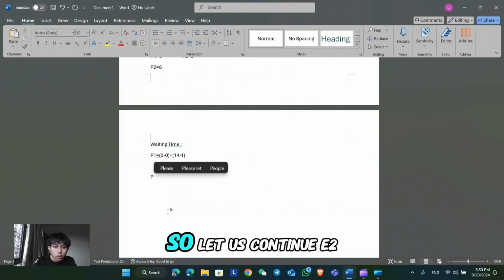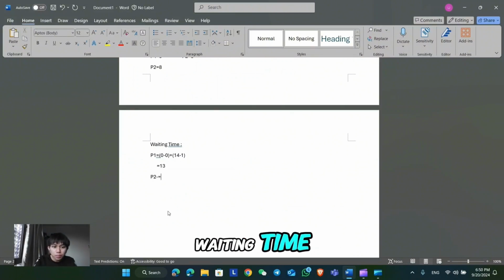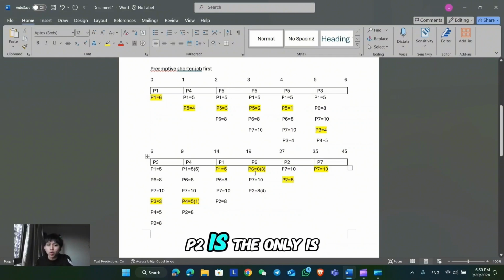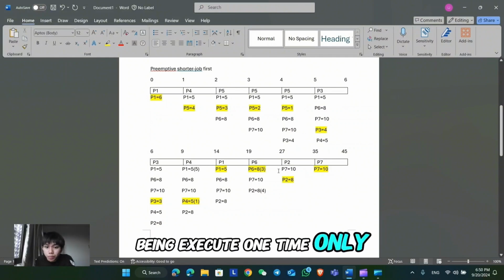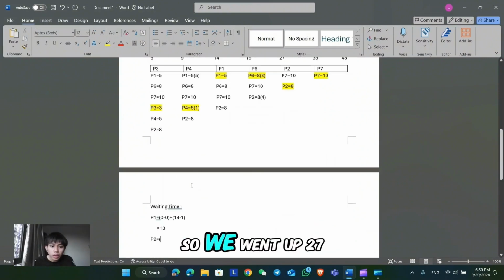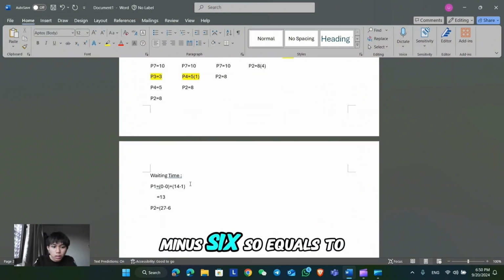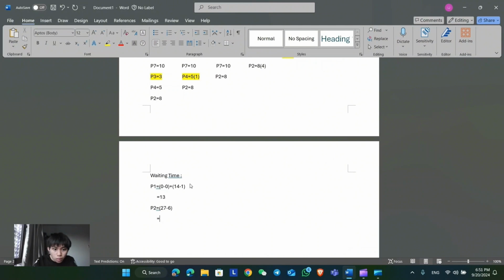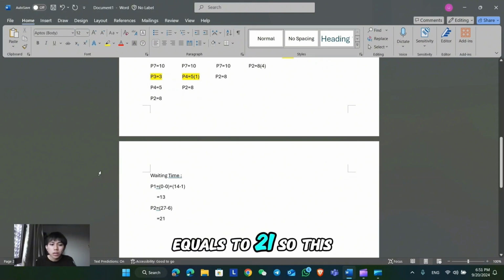So let us continue. P2 waiting time. Right here, P2 is executed one time only. So we will take the 27 minus the arrival time. So we write down 27 minus 6, equals 21. So this is the final answer.